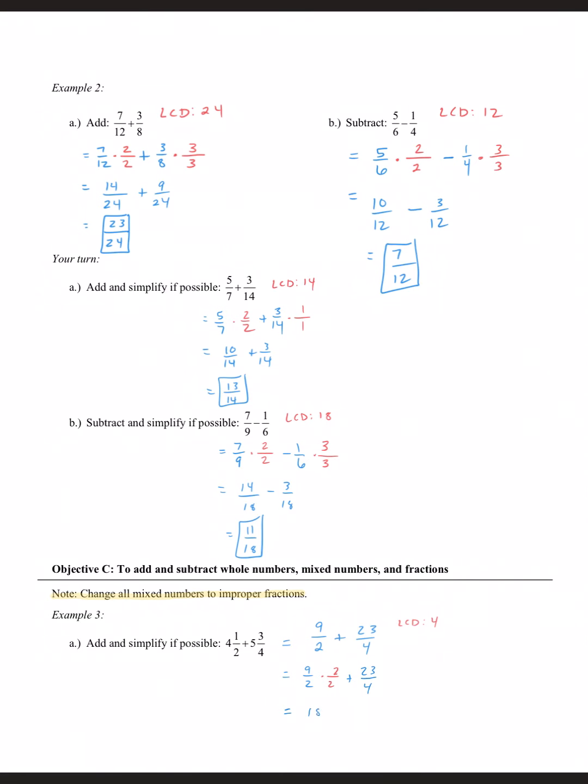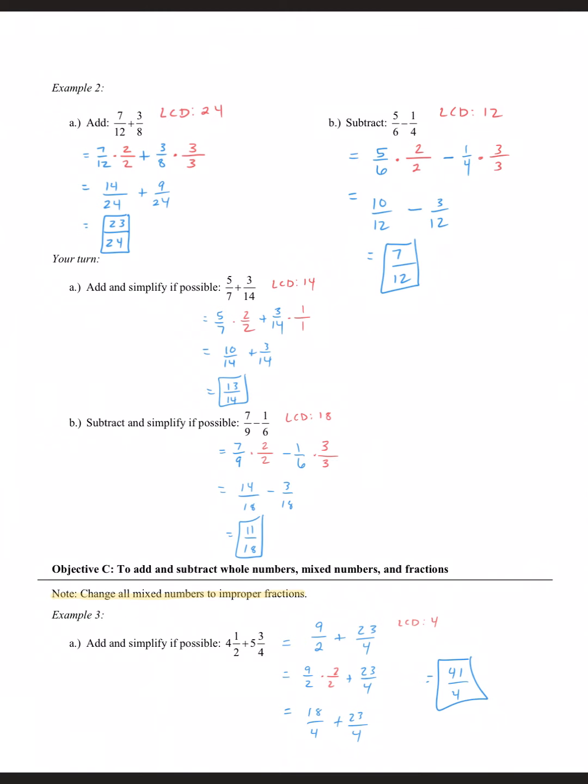9 times 2 is 18 over 2 times 2 is 4, plus 23 over 4. Now we have a common denominator, so now we can add these together. And again, we only add the numerators. 18 plus 23 gives us 41 over 4. Well, 41 is a prime number. Only factors are 1 and 41. So that's as simplified as we can go.